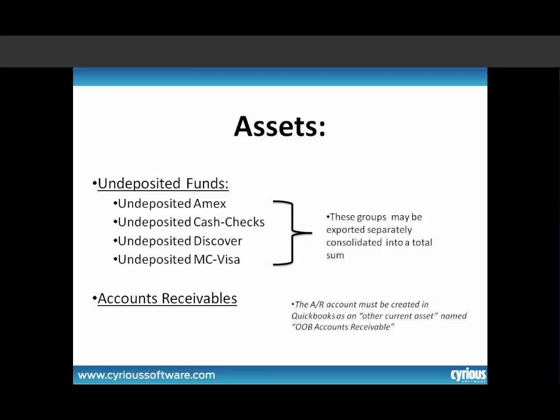The other asset account that we will be exporting into your QuickBooks is going to be the accounts receivable. And in the case of accounts receivable, this is one of two export accounts that you will have to create in QuickBooks. So the AR account must be created in QuickBooks as an other current asset named OOB accounts receivable.